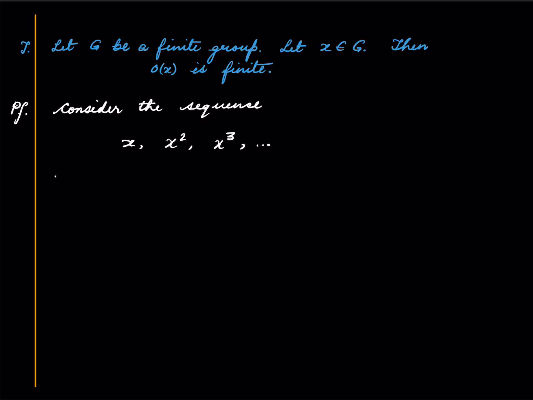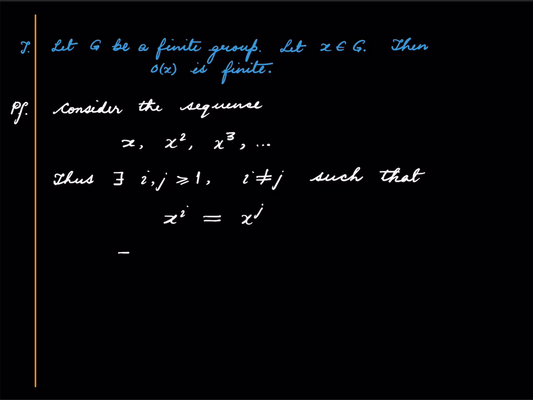So what I'm trying to say is that there exist i and j with i not equal to j such that x to the i is x to the j. Let's say j greater than i; in fact, it doesn't matter. So j greater than i, and therefore x to the j minus i is the identity. Which implies that x has finite order.